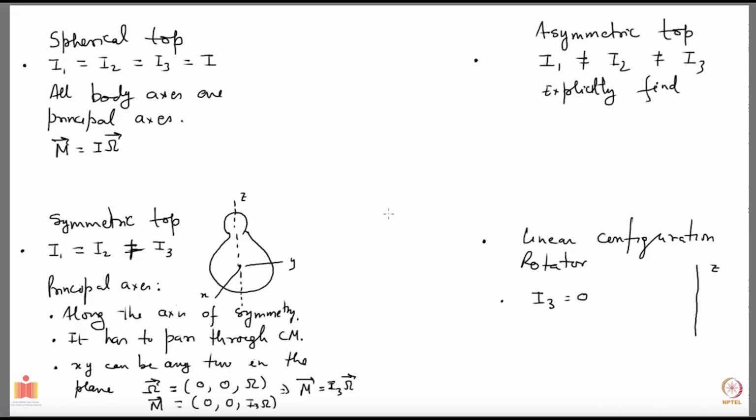Okay, now today we'll start by writing what the kinetic energy is if I express this in terms of the angular velocity. Okay, that's the task we have in front of us. So let me write down. We are looking at the kinetic energy of a rigid body.